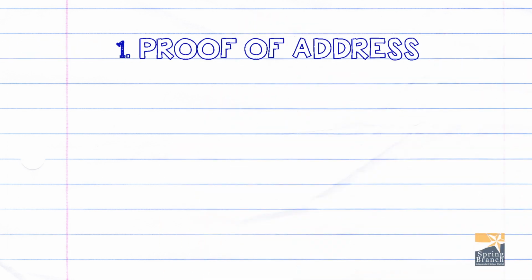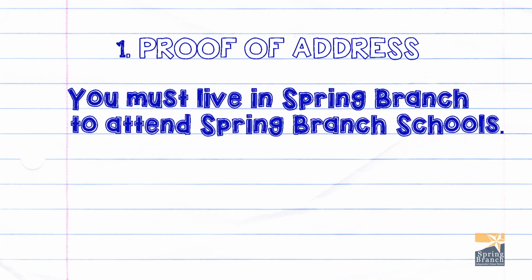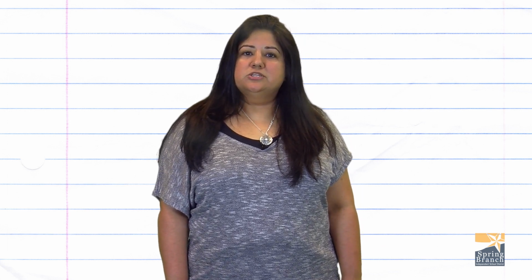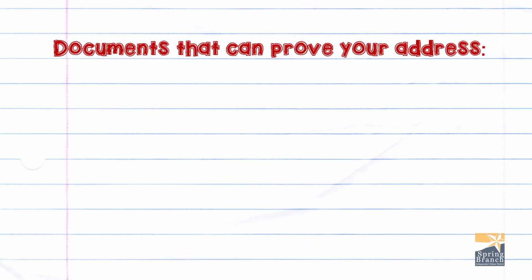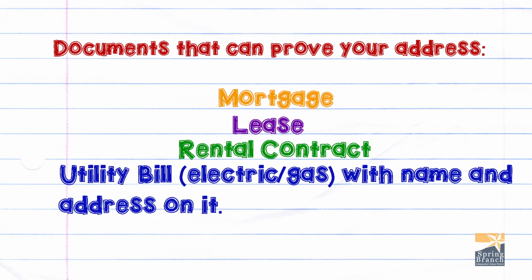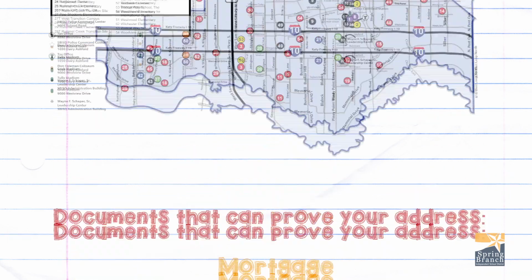In order to enroll your child in Spring Branch ISD, the district requires verification of residence in the SBISD attendance area. Simply put, where you live must be zoned to Spring Branch in order to attend Spring Branch schools. Verification can be made by producing documents such as proof of purchase of a home, a lease on a property, a rental agreement, or even a utility bill with a correct name and address on it.